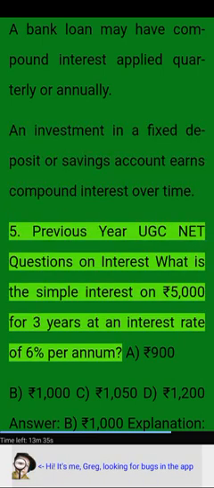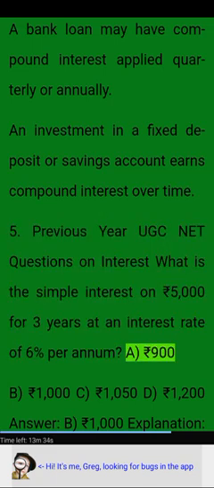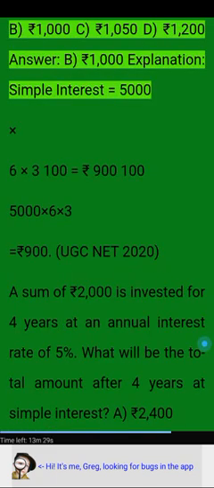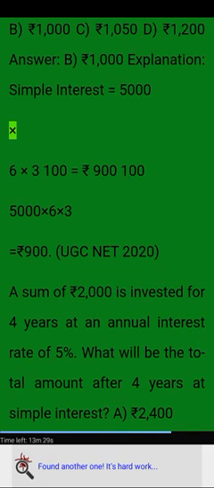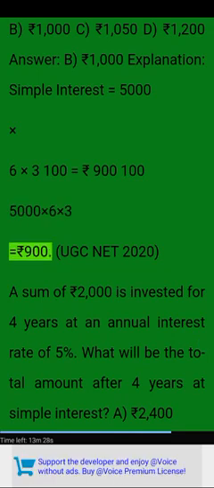5. Previous year UGC-NET questions on interest. What is the simple interest on 5,000 rupees for 3 years at an interest rate of 6% per annum? A. 900 rupees. B. 1,000 rupees. C. 1,050 rupees. D. 1,200 rupees. Explanation: simple interest equals 5,000 times 6 times 3 over 100 equals 900 rupees.